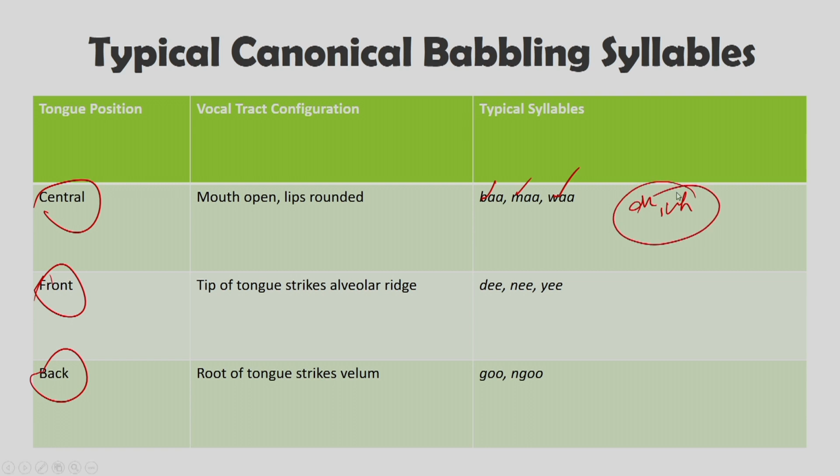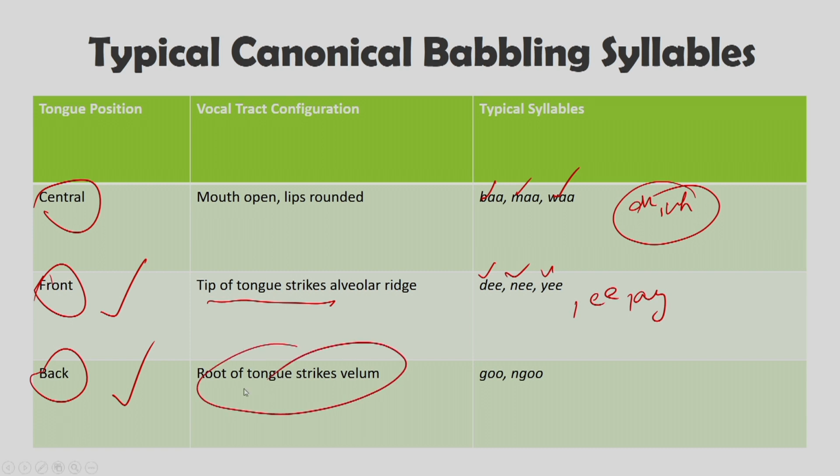Now, if the tongue is in the front position, the tongue will constrict the vocal tract by meeting the teeth, producing consonants like D and Y, and also vowels like EE, EH and AY. But if the tongue is in the back position, the back of the tongue will strike the velum, and they are able to produce consonants like G and NG and vowels like O and OH. So, these are the vowels, these are the consonants.